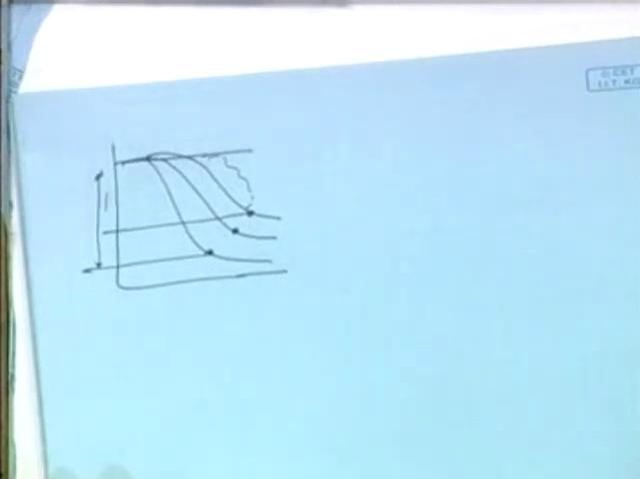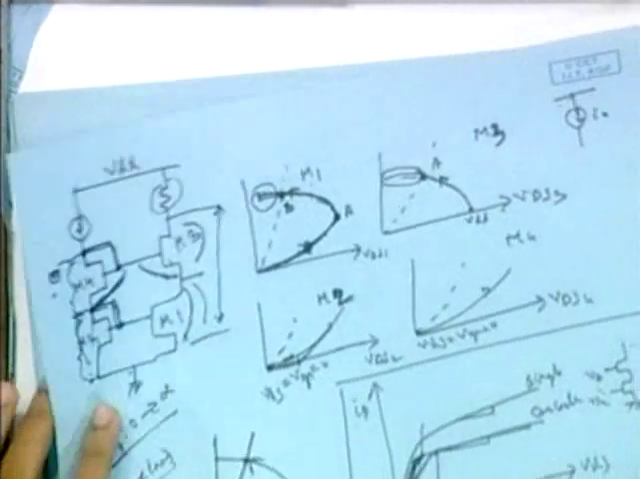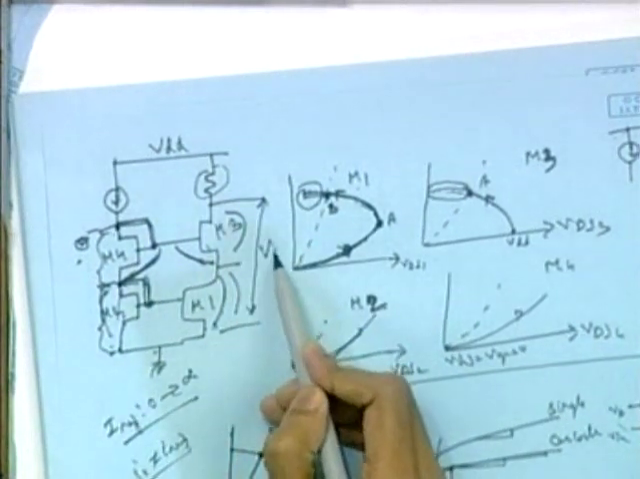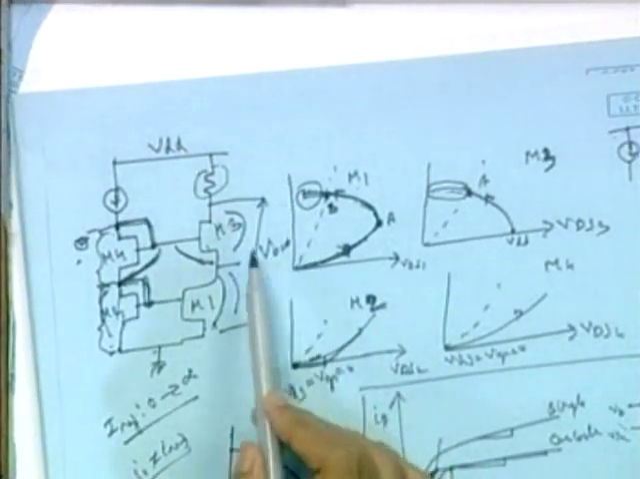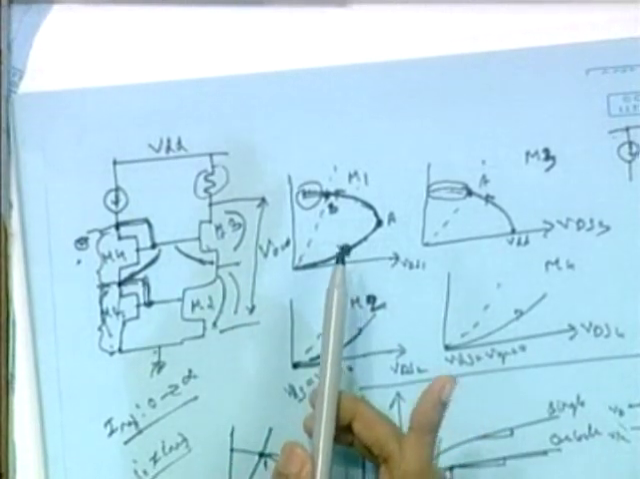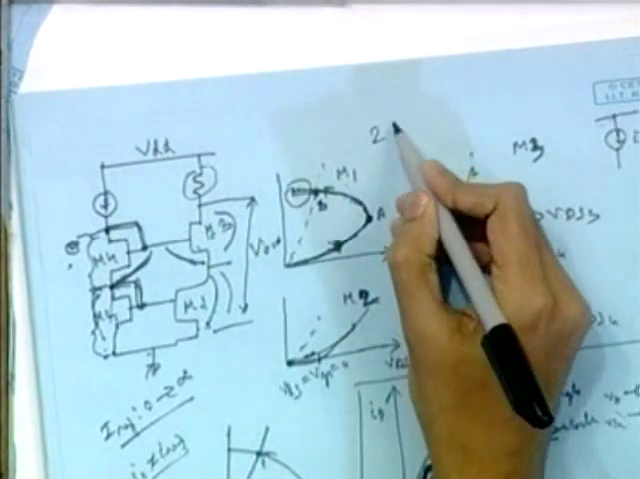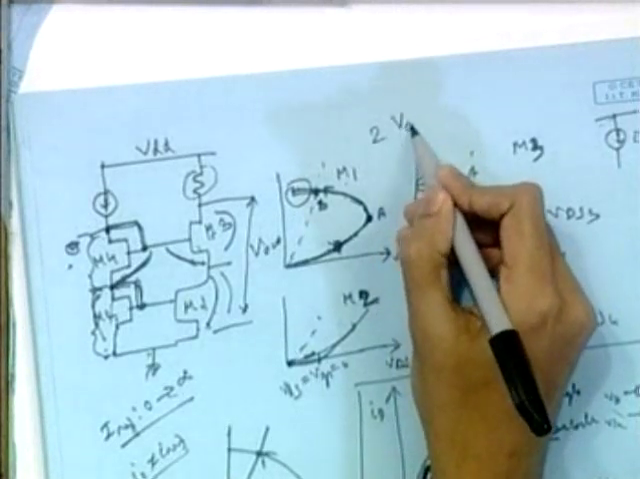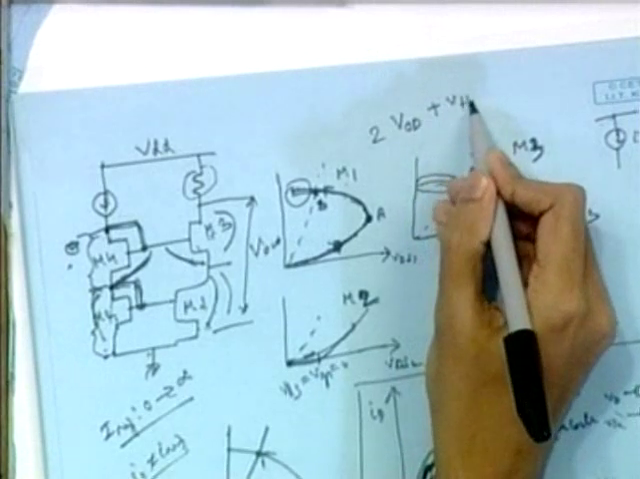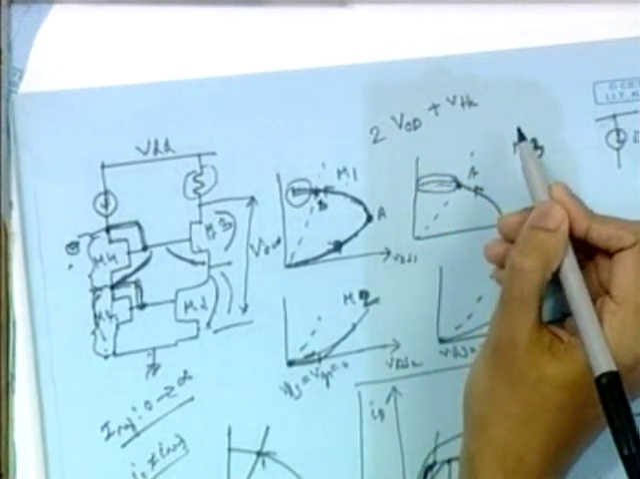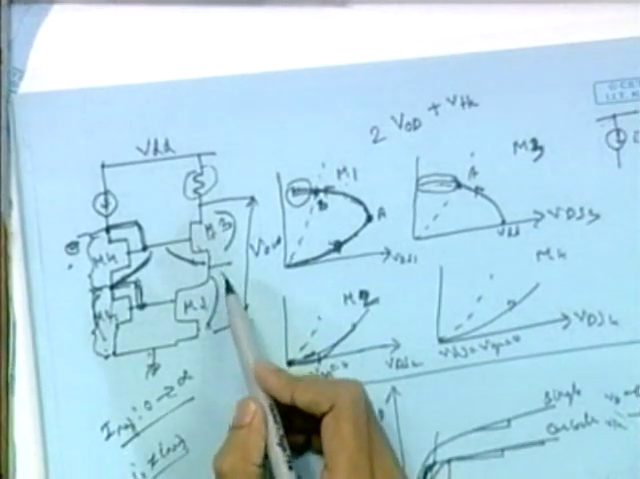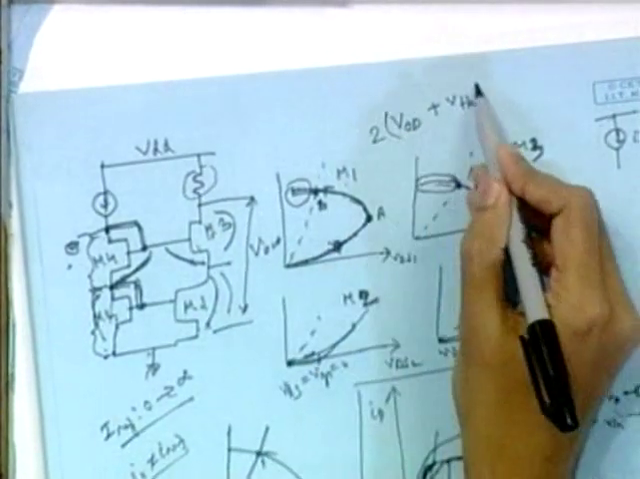I think I should mention one thing here. The minimum voltage across this, V out, it can attain without M3 and M1 simultaneously going out of saturation is 2 VOD plus VTH. Actually it should be in this one, I think.